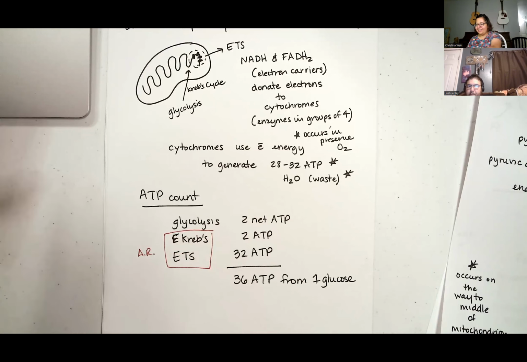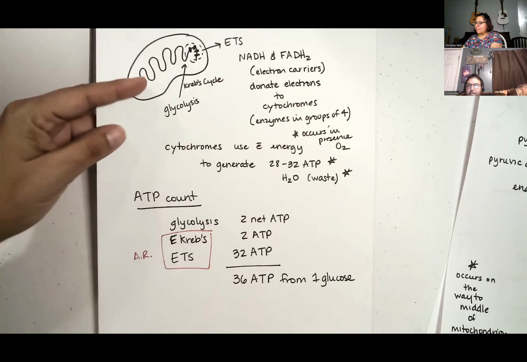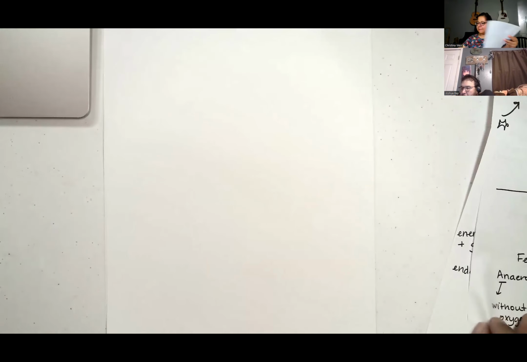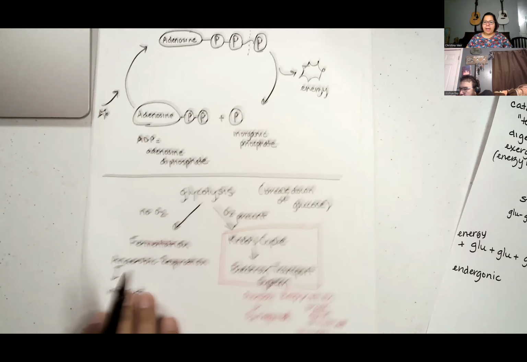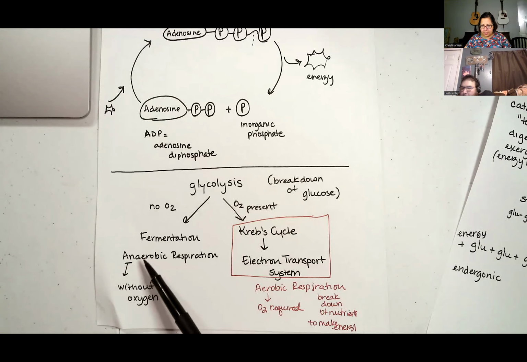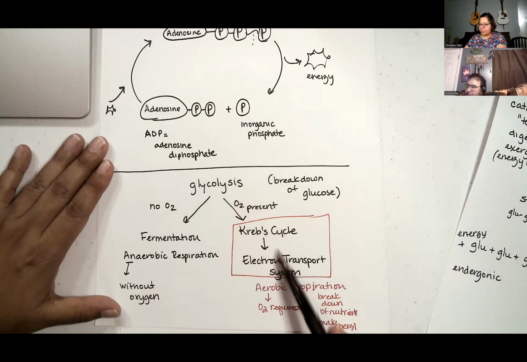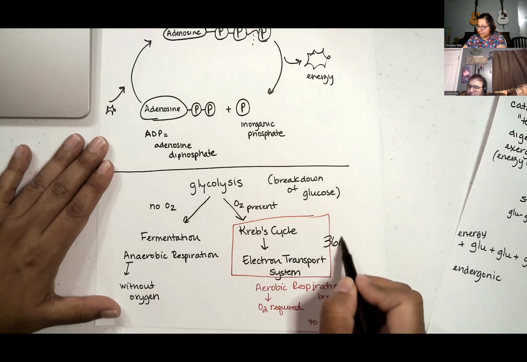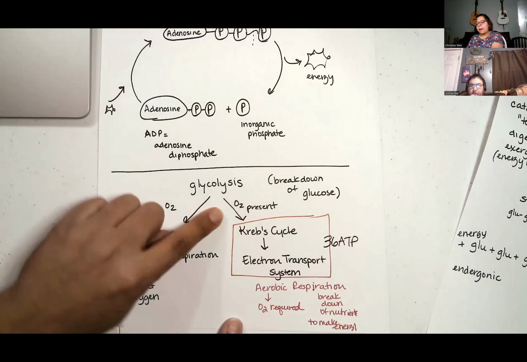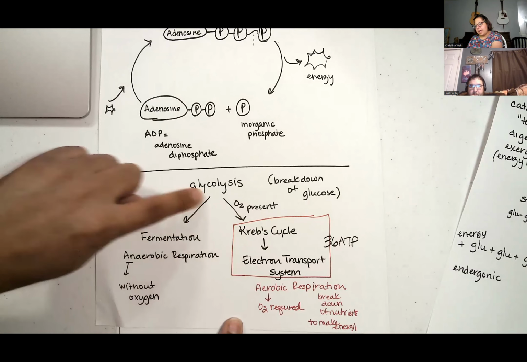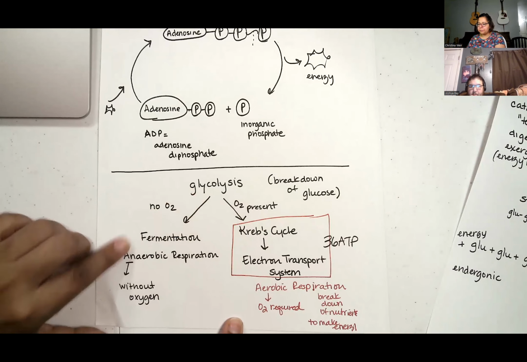One more thing, and that's going to be what happens if no oxygen is present. So what we just talked about was going through this path to make a total of 36 ATP. What happens if oxygen's not present? How does this path go?